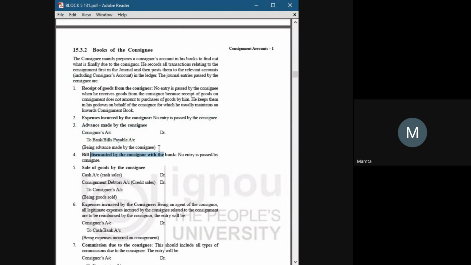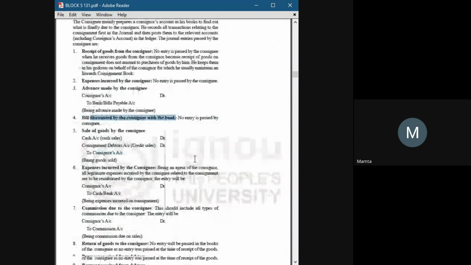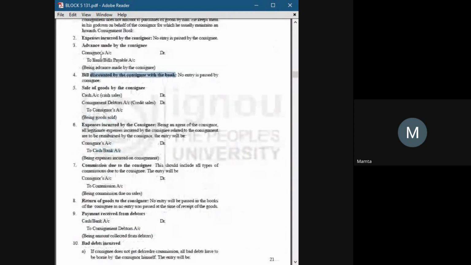Bill discounted by consignor with the bank: no entry is passed, because the consignee has provided the bills payable, and it's up to the consignor now. Whatever he or she wants to do with that bills receivable, whether to discount it with the bank or not, should be mentioned in their book, not in the consignee's book. So we will not pass any kind of entry in the consignee's books of account.